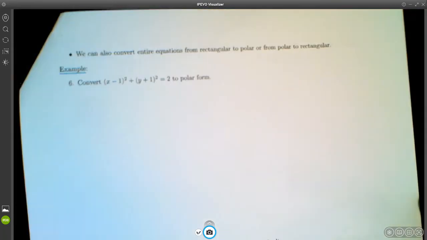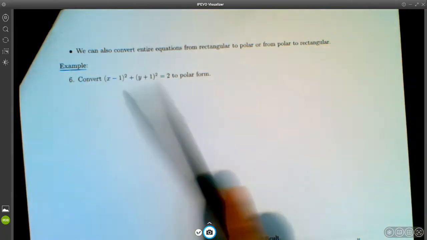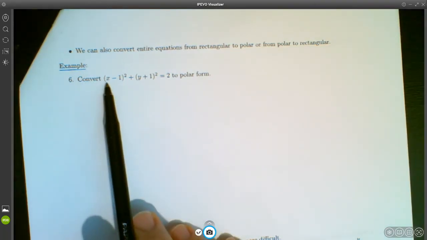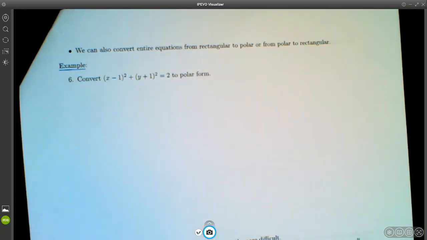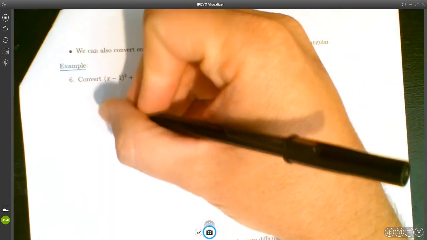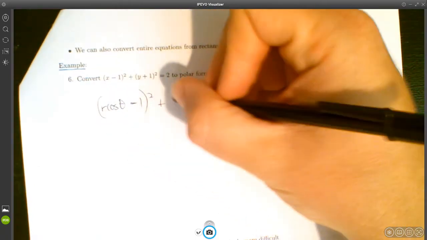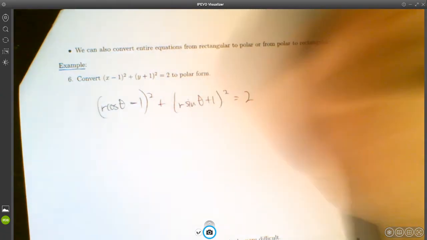Instead of going point by point, we can actually convert entire equations from rectangular to polar or from polar to rectangular. And the strategy is pretty much the same. So for example, if we want to convert this rectangular equation into polar form, well then we would just make the replacement x equals r cosine theta and y equals r sine theta, and then simplify if we can. So we would get r cosine theta minus 1 squared plus r sine theta plus 1 squared equals 2.